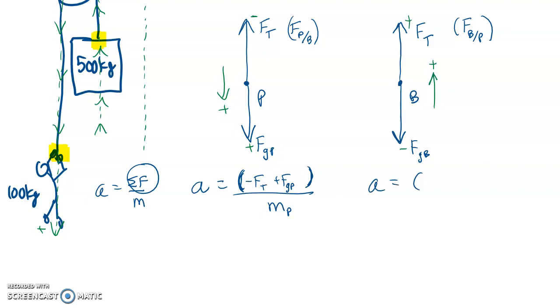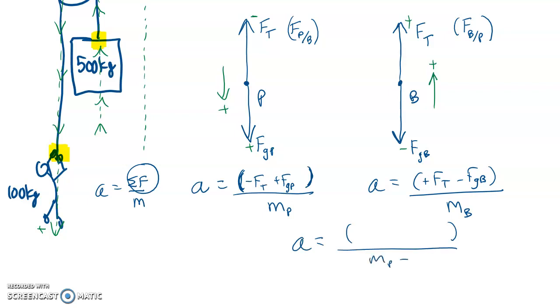For the barrel, and again, you might want to pause, try it yourself, and then see what I did. We have positive force of tension, negative force of gravity on the barrel, and again, down here, this is the mass of the barrel. We can do one other equation for a compound body like this, and that is an equation for the combined object. So both masses put together. I'm going to put mass of person and mass of barrel here.